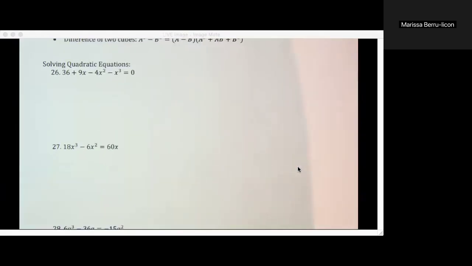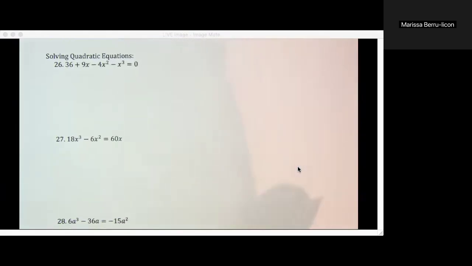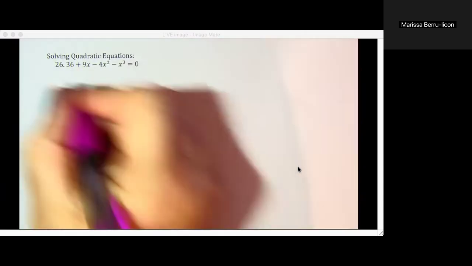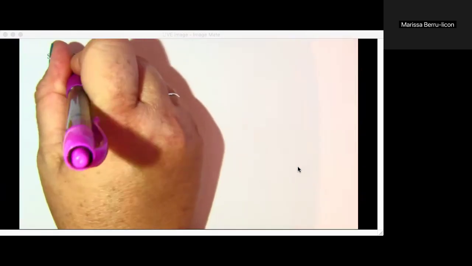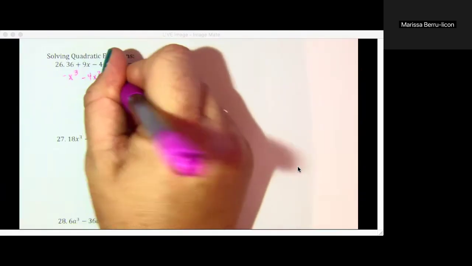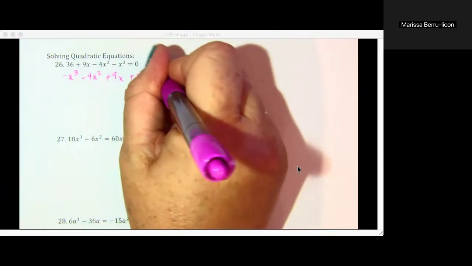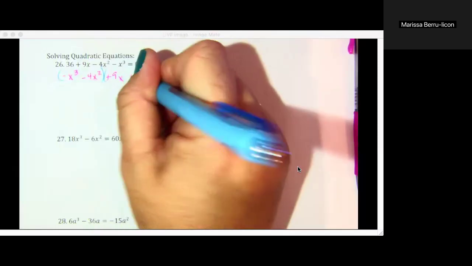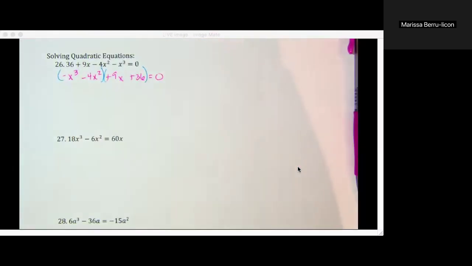Now, in these next examples, we're not just factoring, now we're also going to solve. And anytime you are solving a polynomial equation, the first thing you want to do is get it into descending order. Descending order is largest exponent, next largest exponent, and so on. So I'm going to put negative x cubed minus 4x squared plus 9x plus 36 equals 0. And this is four terms. So as we said, four terms, I should be thinking factoring by grouping.